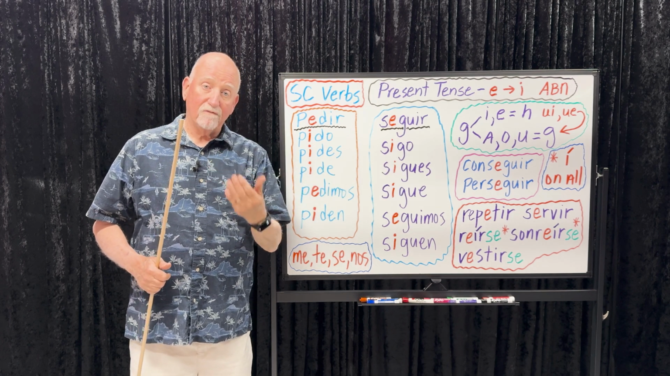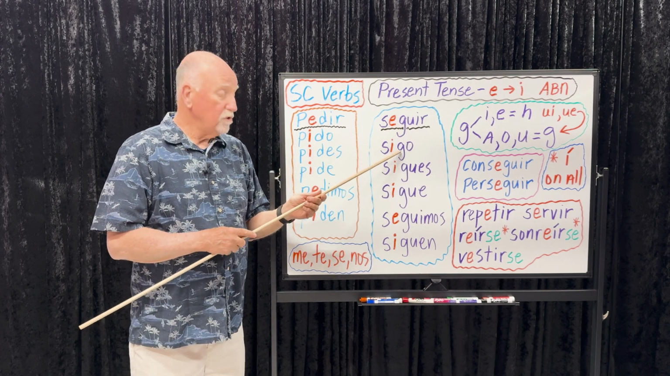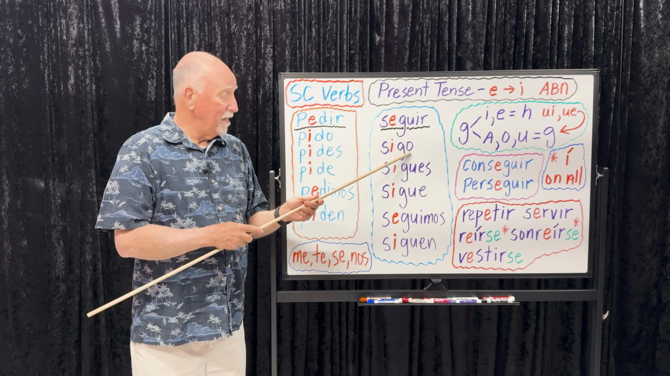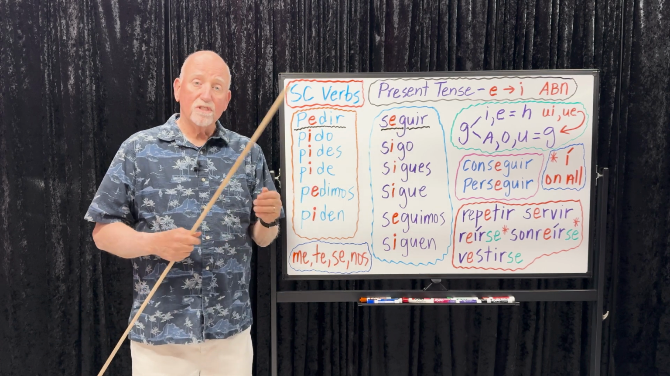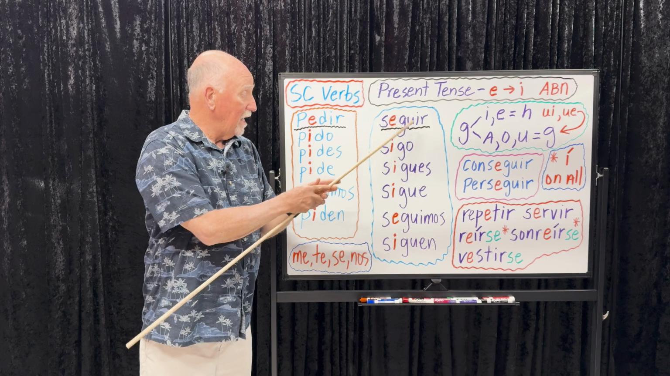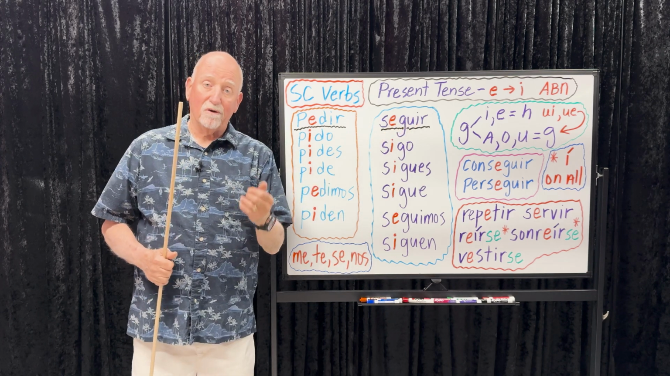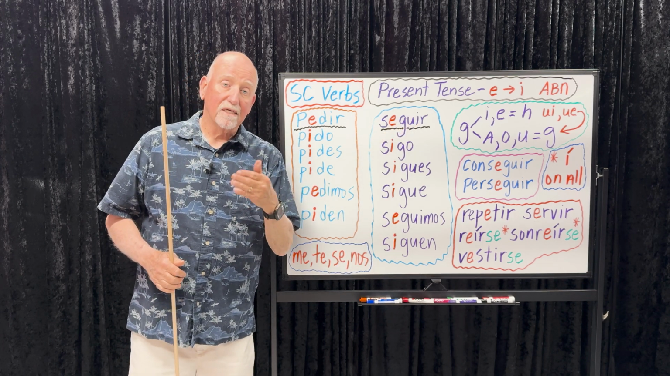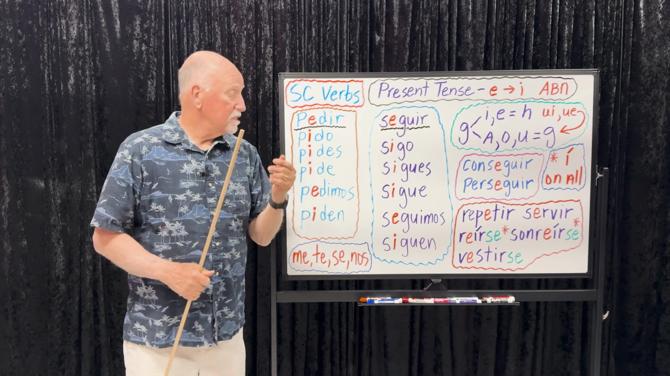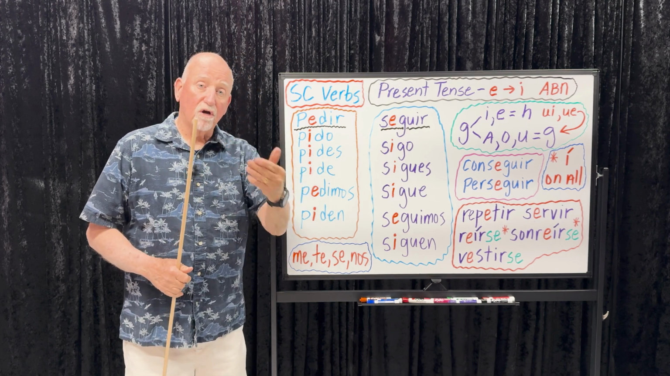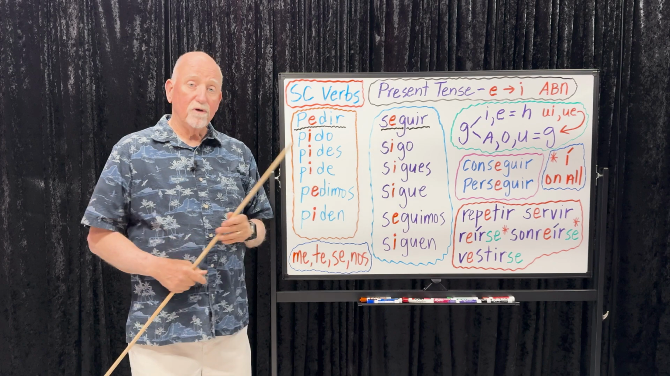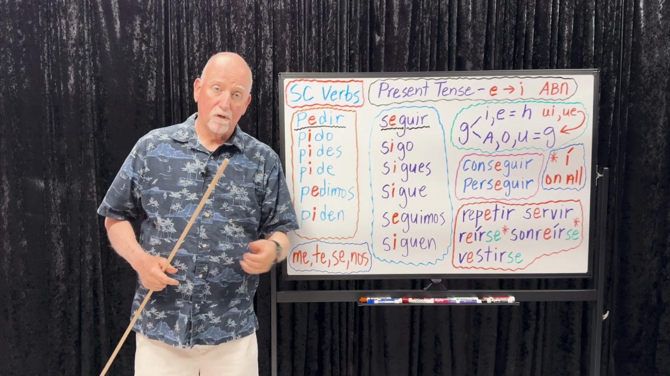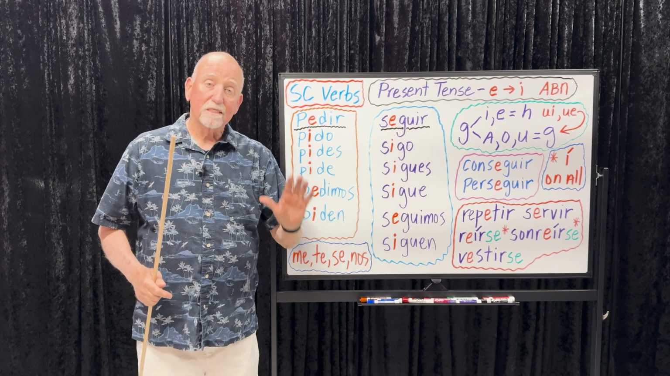Yo sigo, I follow. Sigo, there's no U because the G is followed by an O and the verb is the hard G sound. Even though it's spelled with an I here, the U is in the middle to make it hard. Seguir, g. It's a hard G sound. Sigo, go. Sigo. There's no need for a U. If we put a U there, it'd be seguo, seguo. That's not going to work, sigo.